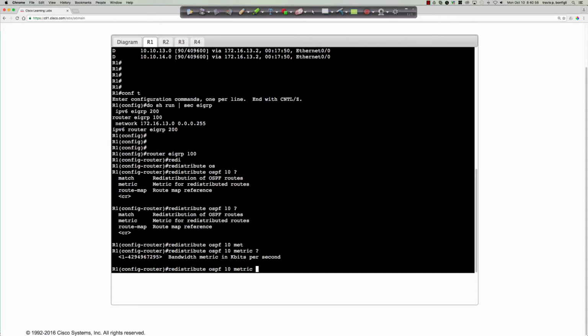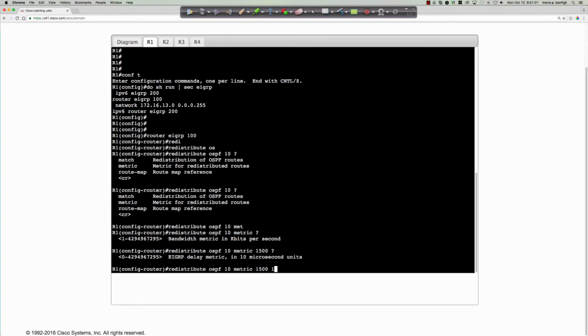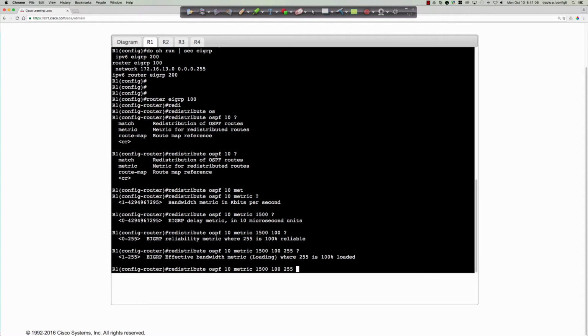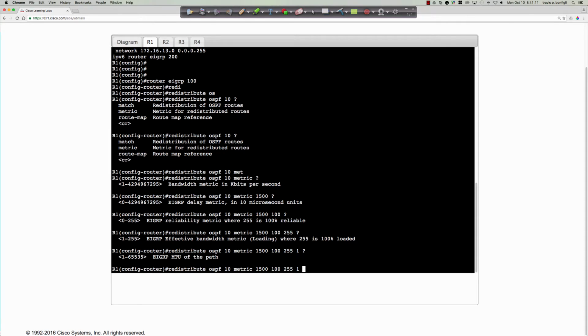So the bandwidth, and typically what you'll see is 1500, then the delay 100, the reliability 255, the loading is simply 1, and then the MTU of the path. Keeping in mind, we're putting the MTU in here, but MTU is not used in EIGRP metric calculations, and it is not used as a tiebreaker of any kind. So remember that.